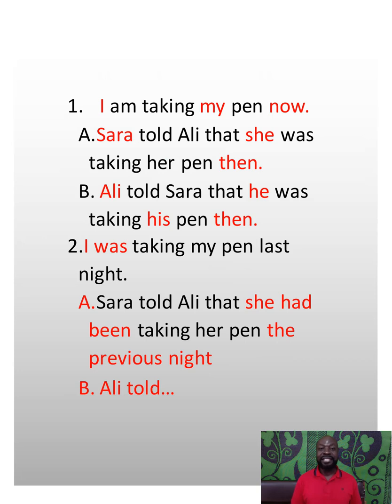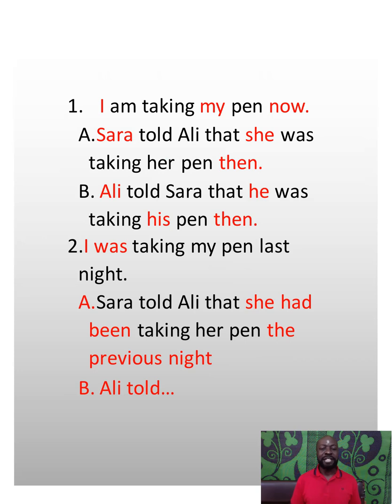Taking remains taking. A continuous remains a continuous. I was taking. That is a past continuous. Past continuous changes to past perfect continuous. So in continuous tenses, the verb doesn't change. It remains ing. What changes? Was changes to had been.